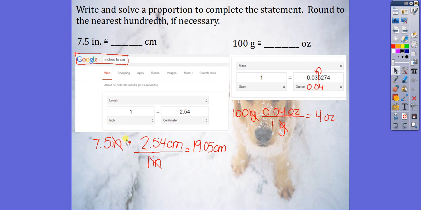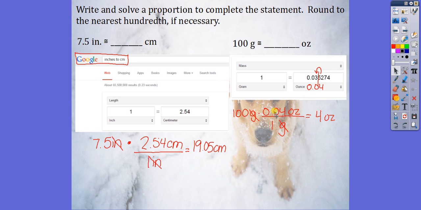So the given measurement times the new unit divided by the old unit, and if you set it up correctly, you should always have a 1 in the bottom. The inch units cancel out, so I multiply across the top and I get 19 and 5/100ths. This one, notice I stopped at the hundredths place, and I did this because that's what the directions said. So the 5 changes that 3 to a 4, so it's 0.04 ounces.